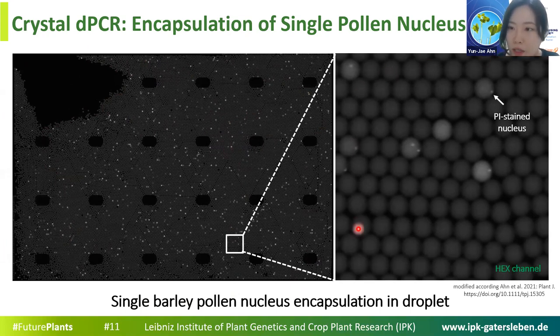In this magnified picture, you can also see that we were able to visualize our pollen nucleus even after the thermocycling. You see this one bright dot inside of the droplet, and this is the pollen nucleus that was encapsulated and went through the thermocycling.